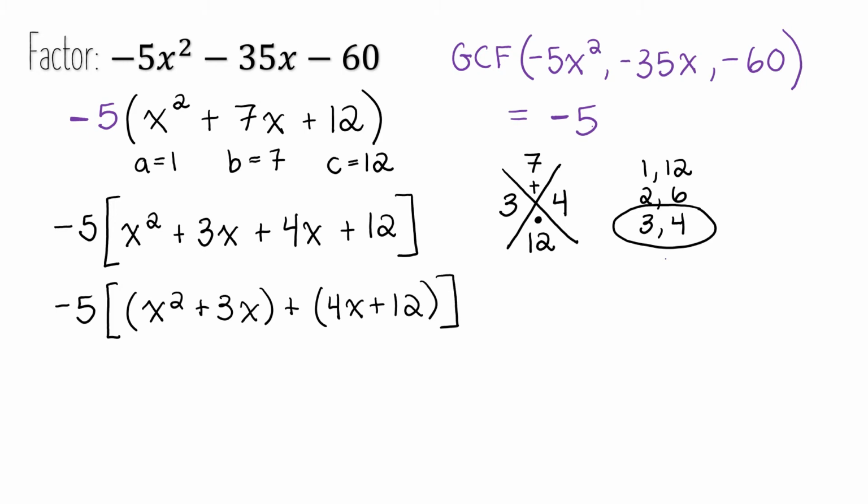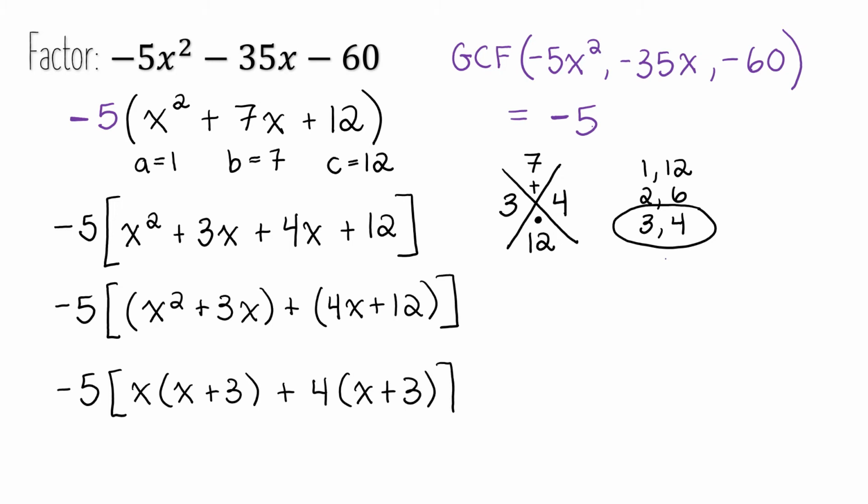Then I can factor the greatest common factor from each of my groups. So I have negative 5 times x times the quantity of x plus 3, plus 4 times the quantity of x plus 3. And then each of my groups has this x plus 3. So this is equal to negative 5 times that x plus 3, which I factored out. And when I factor that out, I'm left with this x plus 4.